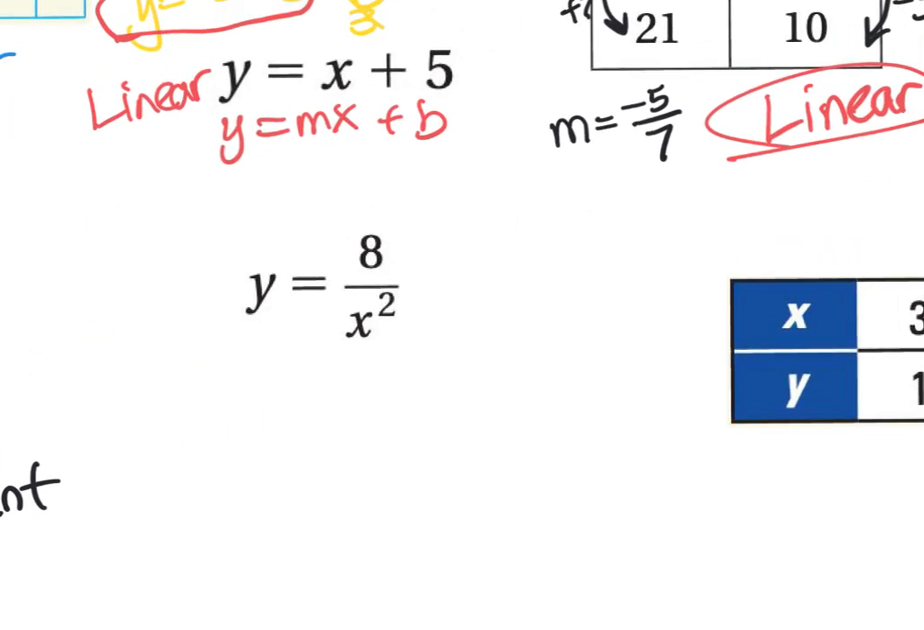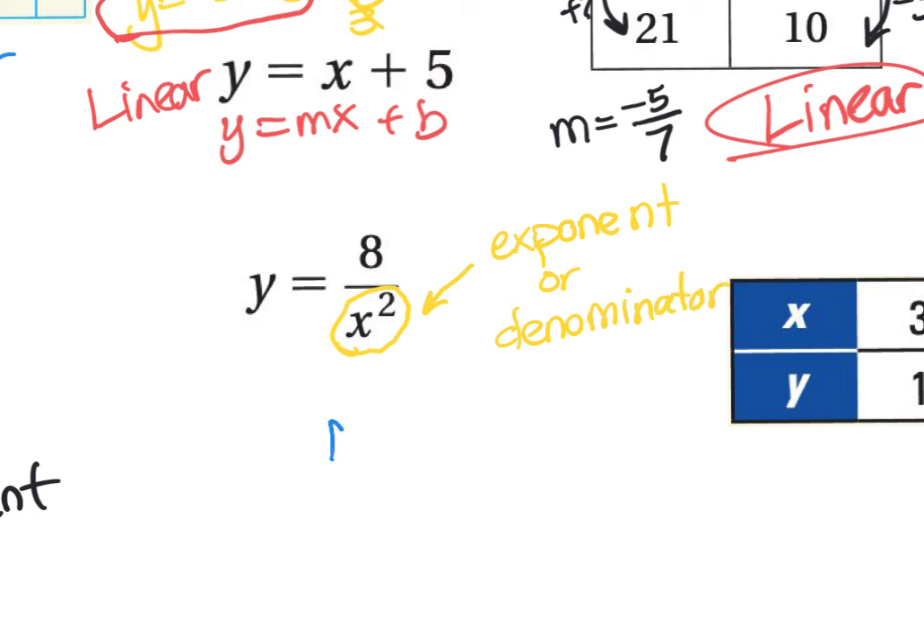So looking at this equation, I see that x has an exponent, and it's also a denominator of a fraction. Sorry, I said x has a variable, I meant x has an exponent and it's also a denominator. Because it has an exponent, or because it is a denominator of a fraction, that means that this function would graph a non-linear relationship.